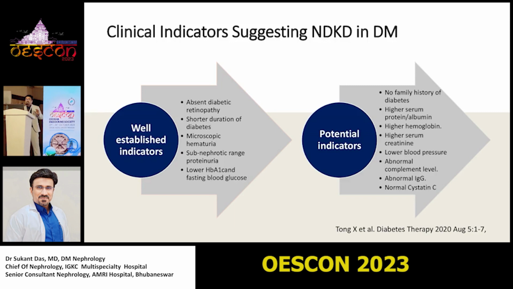What could be the potential indicators pointing towards non-diabetic kidney disease? There is no family history of diabetes. The patient has higher serum protein or albumin. There is a higher level of hemoglobin. There is a higher level of serum creatinine disproportionate to the duration and staging of the disease. Lower blood pressure, abnormal complement levels, abnormal immunoglobulin G levels, and normal cystatin C levels.